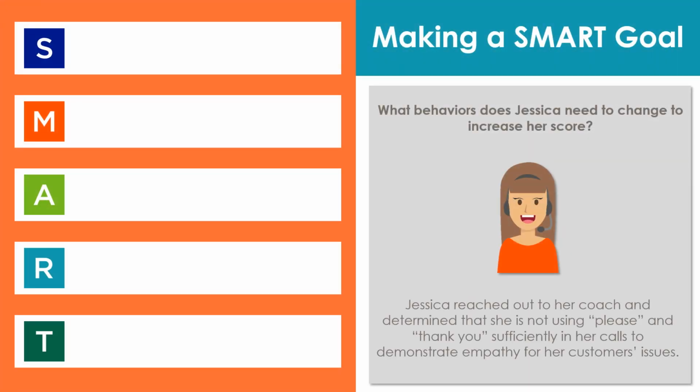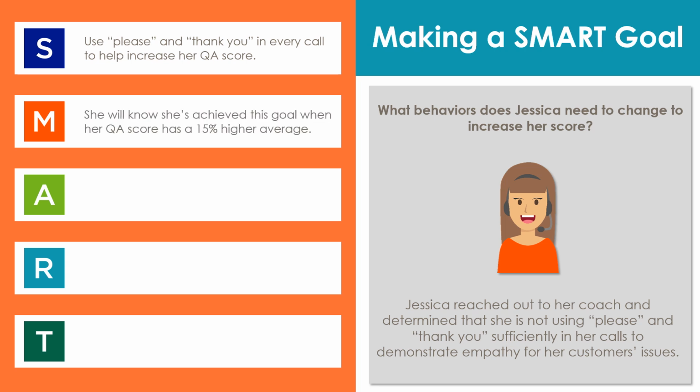What behaviors does Jessica need to change to increase her score? Jessica reached out to her coach and determined that she's not using please and thank you sufficiently in her calls to demonstrate empathy for her customers' issues. Specific. Use please and thank you in every call to help increase her QA score. Measurable. She will know she's achieved this goal when her QA score has a 15% higher average.